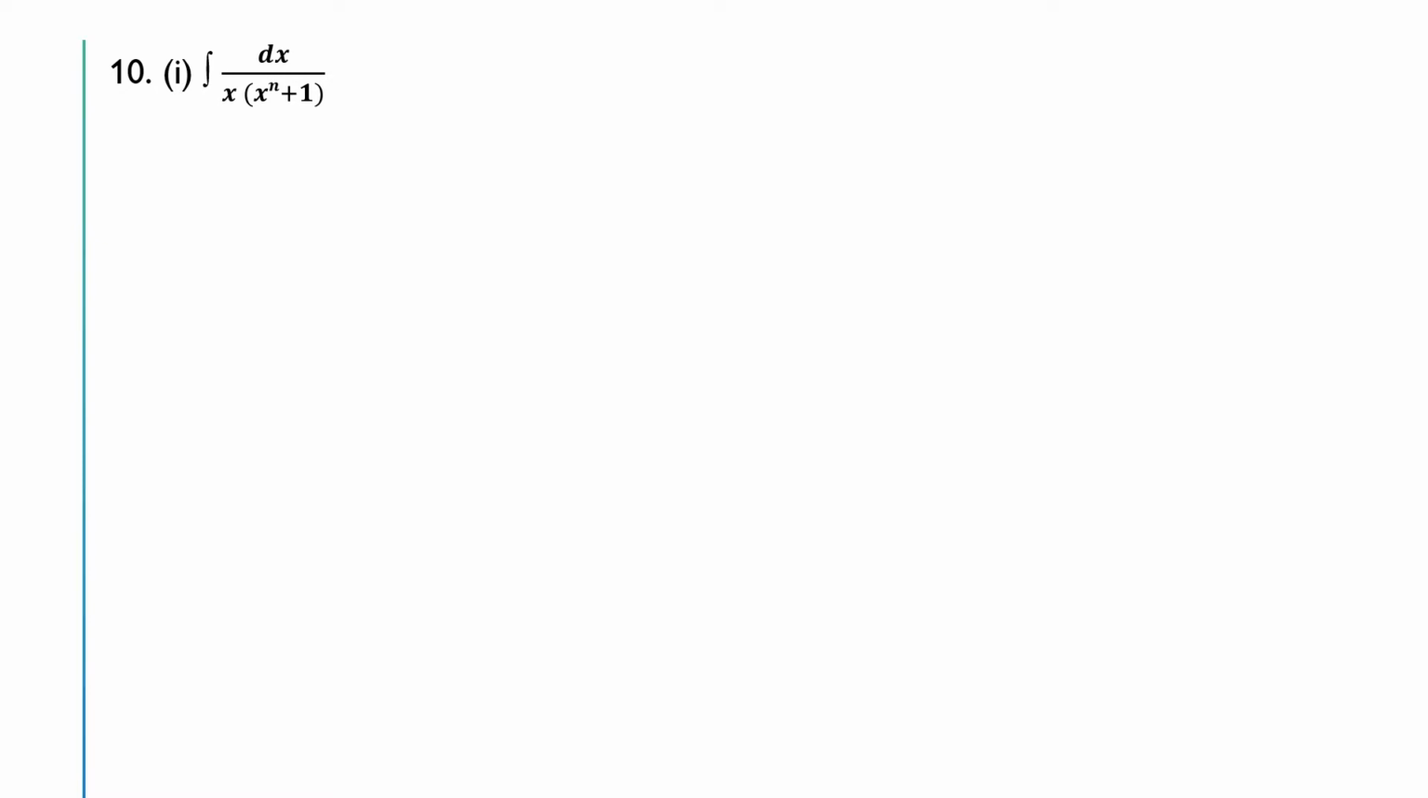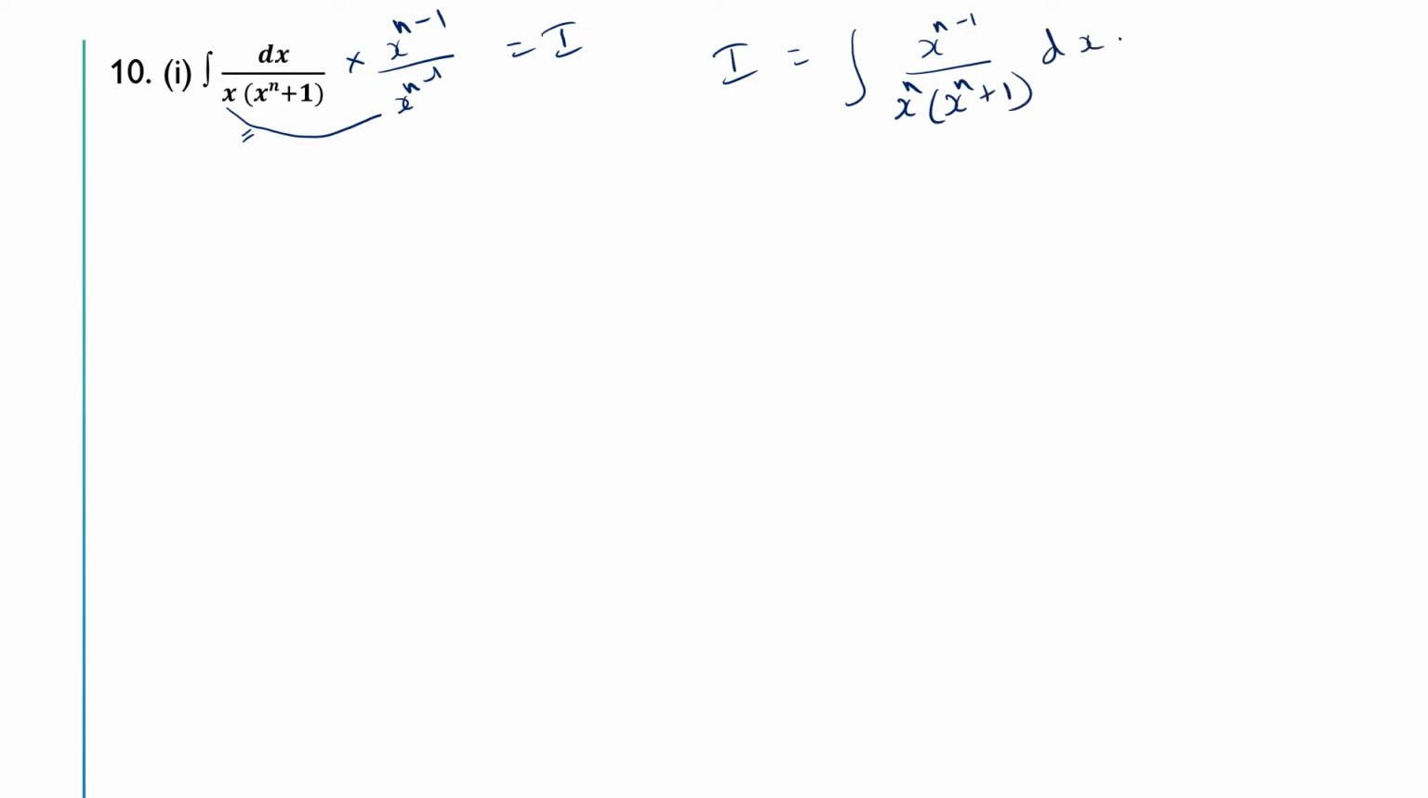The next question, integral dx upon x into x raised to n plus 1. So this is in general. Now when we have any degree of x of this form, then what we have to do? Here we have to multiply and divide by x raised to n minus 1 upon x raised to n minus 1. Just take this as equal to I. So the given integral becomes integral x raised to n minus 1 upon, here x raised to n minus 1 into x will be x raised to n, x raised to n into x raised to n plus 1 into dx.